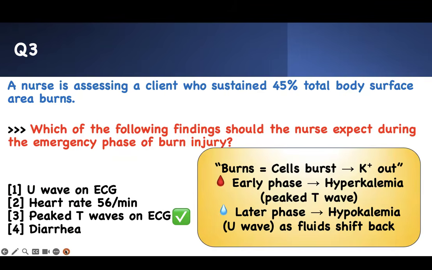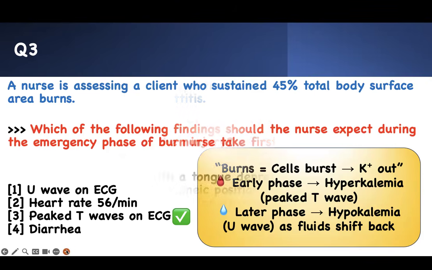So this is the mnemonic. This is the key concept in a simple, straightforward way. This is all you need for burn injury, right? Burn, cells burst, potassium out. Early phase, you have hyperkalemia. You see peaked T wave. Later phase, now you get all the fluid. You dilute this potassium, and you have U wave.